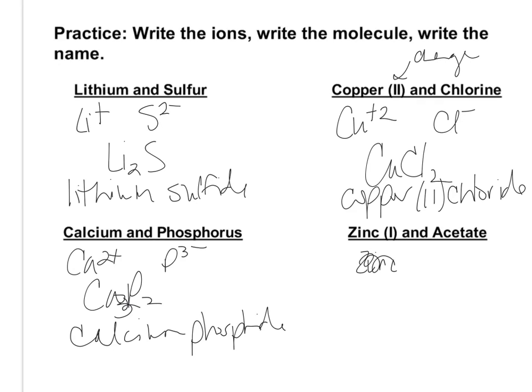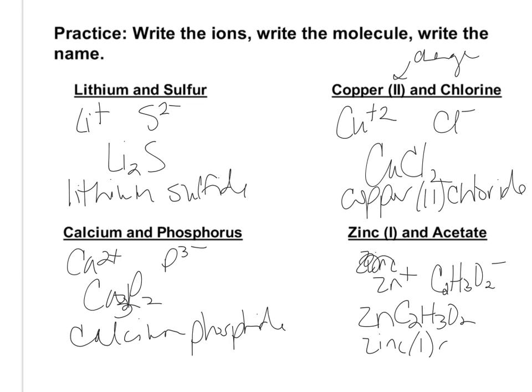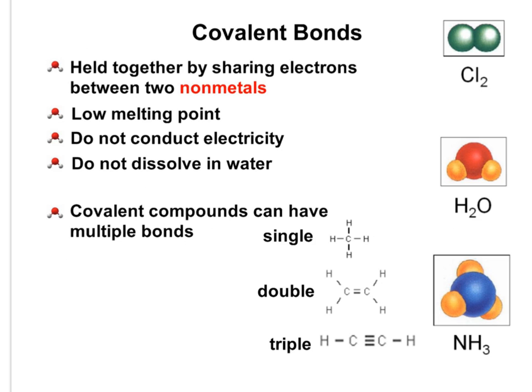Okay, zinc, and acetate. Acetate is not on the periodic table. That means it's a polyatomic ion. It's on that list that y'all are supposed to know. So this one will come down here. The one for the acetate will come over here. So this is zinc acetate.